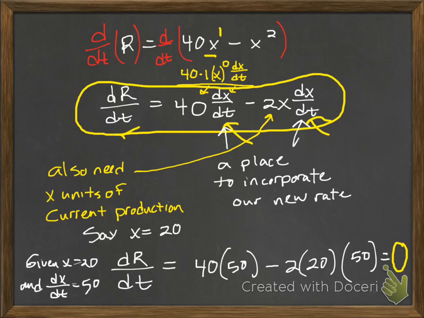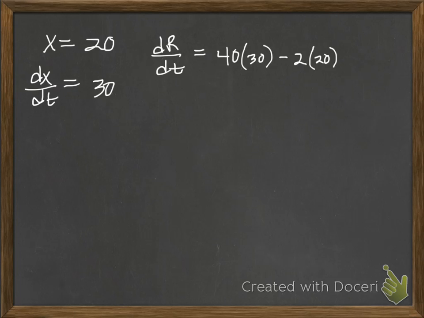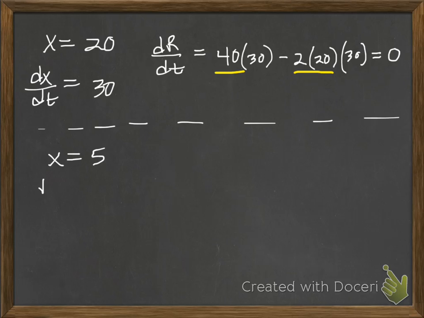Not real excited about ramping up production. In fact, what's funny about this problem, let's do another one real fast. Let's say, okay, maybe it's because I'm ramping it up too much, going overboard. Let's use 30 for our rate of change. All right, 20 goes in for x, our dx/dt is 30, I put it in its place. What's that? Wait, I got 0 again.